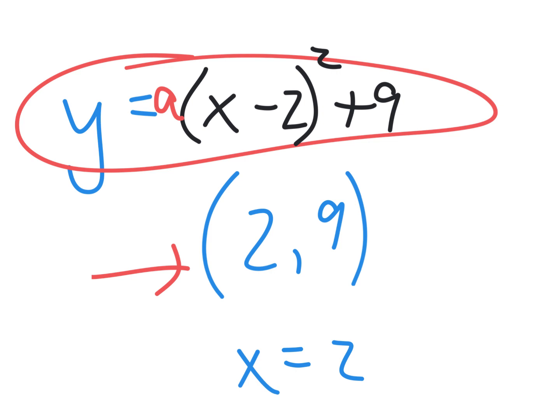Now, what if there isn't a stretch factor? Then is A 0 or is A 1? It would be 1. So if I don't know what the stretch factor is, I could just assume there wasn't any stretch factor and put a 1 there.